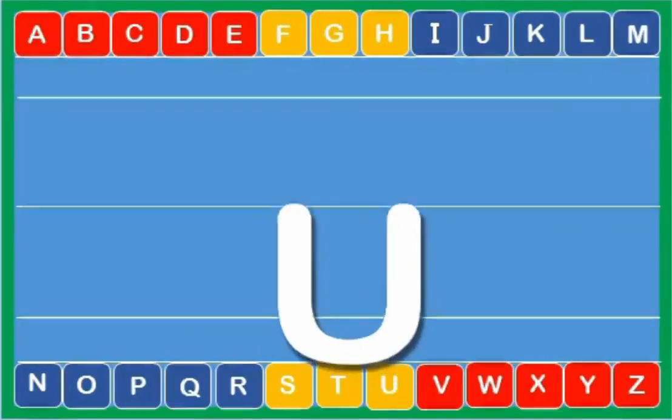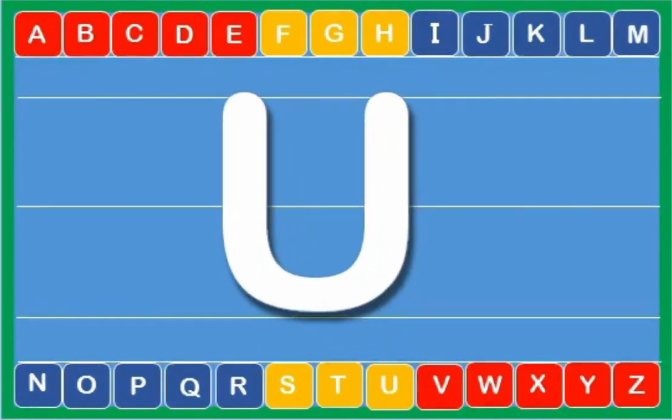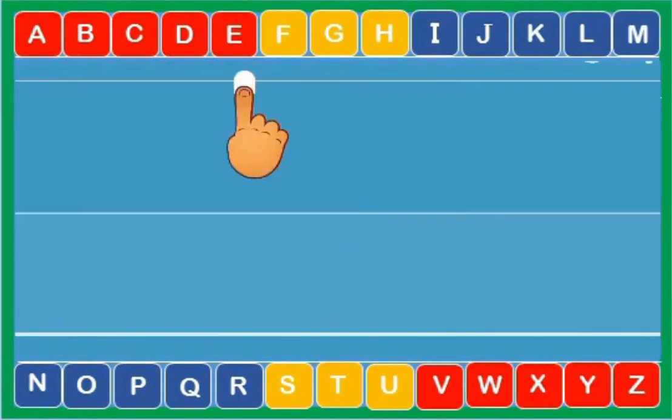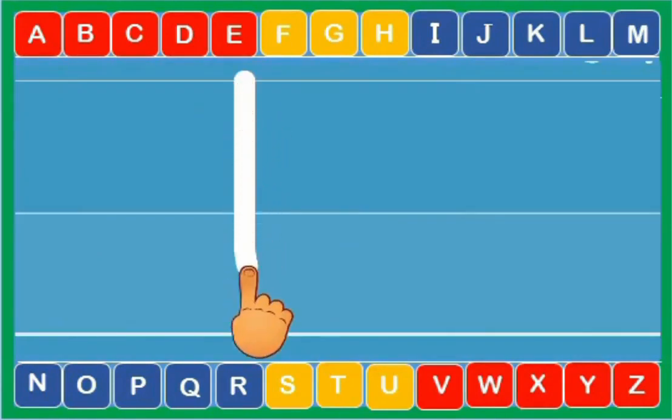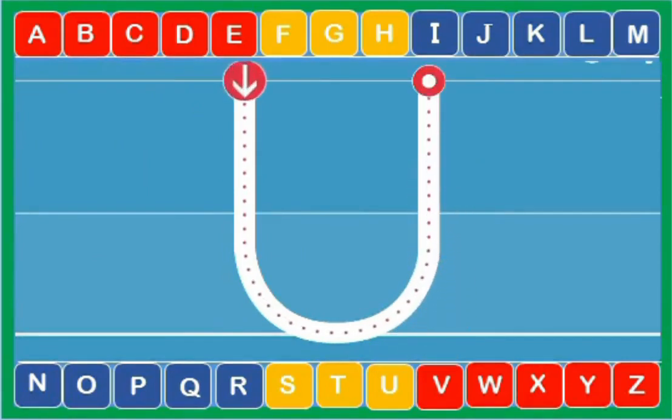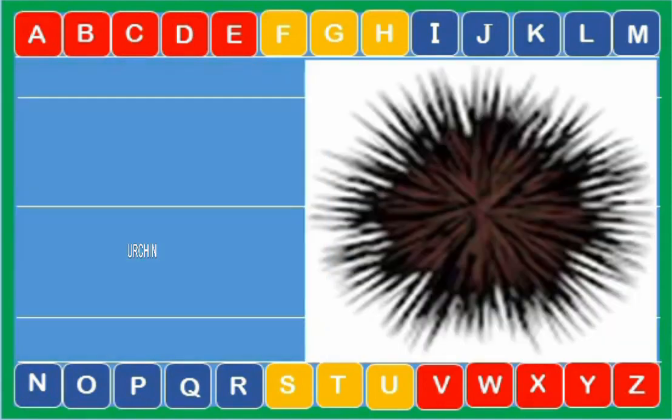Next is letter U. A stroke down, curve to the right, and a stroke up. U for urchin.